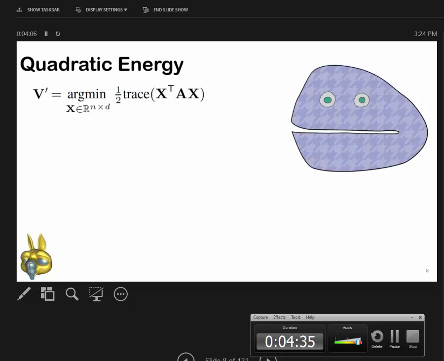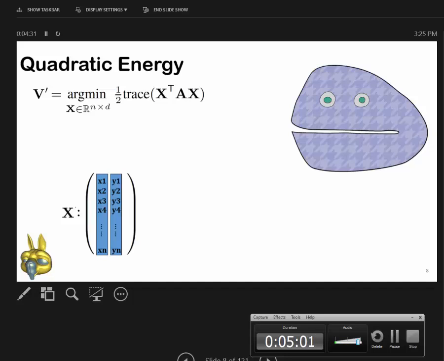So we consider a family of deformations that minimize a quadratic energy, of the form X transpose A X. The choice here is that we simply do the optimization for x, y, and z dimensions independently. X is an n by d matrix that stacks the positions of all mesh vertices. n is the number of vertices, and d could be 2 or 3. So the first column of X stacks the x coordinates, the second the y, and there will be one more in 3D.